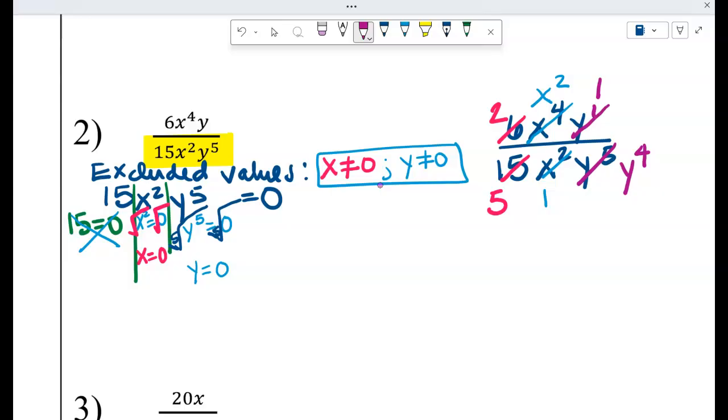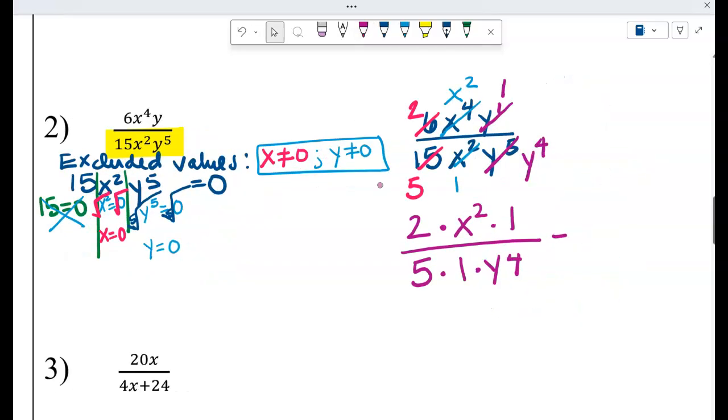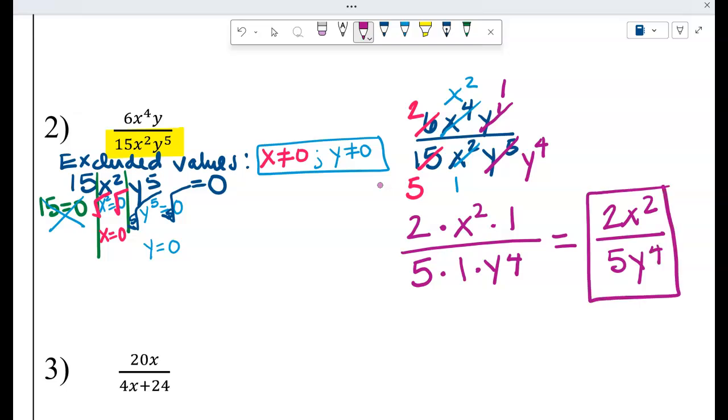So on the numerator, we have 2 times x squared times 1. On the bottom, we have 5 times 1 times y to the 4th. This will allow us to multiply them out. 2 times x squared is 2x squared times 1 is still 2x squared. On the bottom, we have 5 times 1 is 5 times y to the 4th is 5y to the 4th. And box it up. So again, box up your excluded values and box up your final answer.